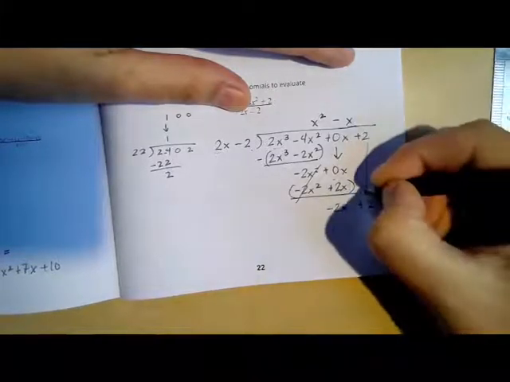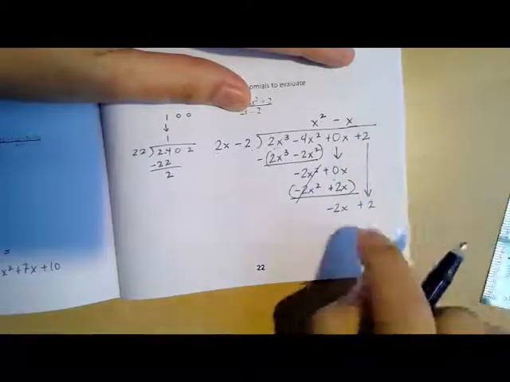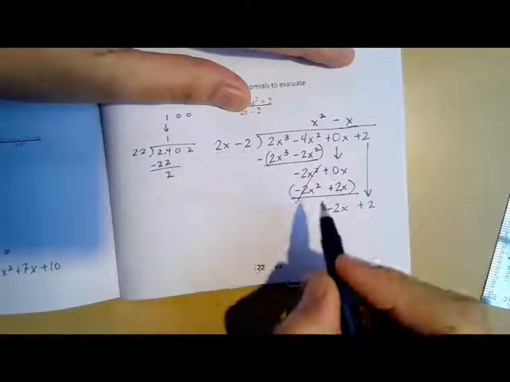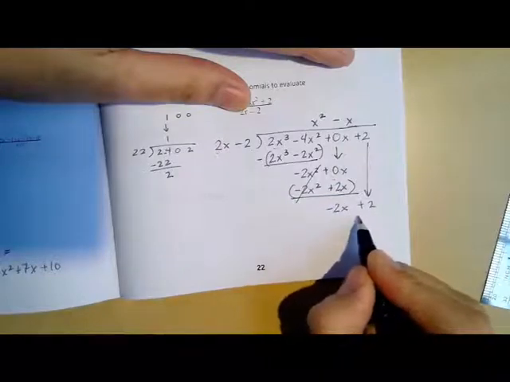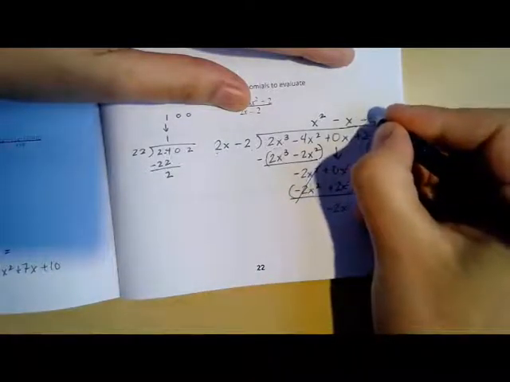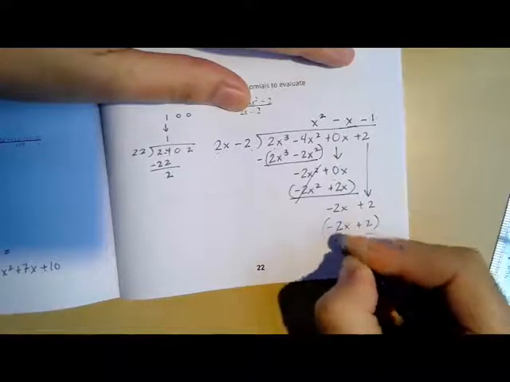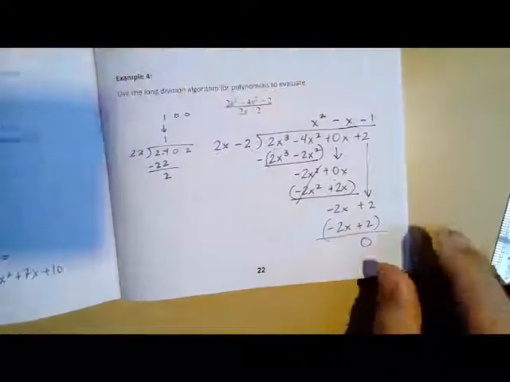When we bring down the last term, what do I need to multiply that divisor 2x minus 2 by in order to get negative 2x plus 2? That would be negative 1. And when we multiply that and subtract, we have no remainder, which is amazing.